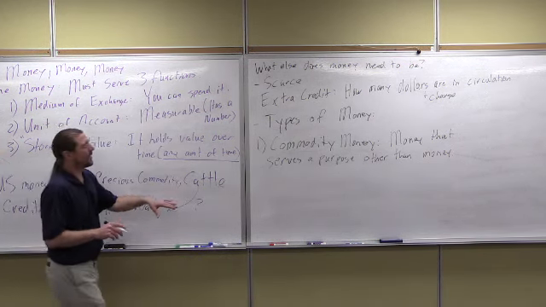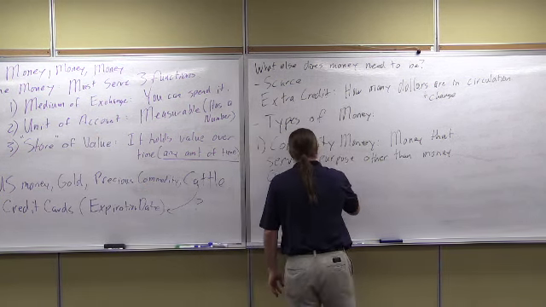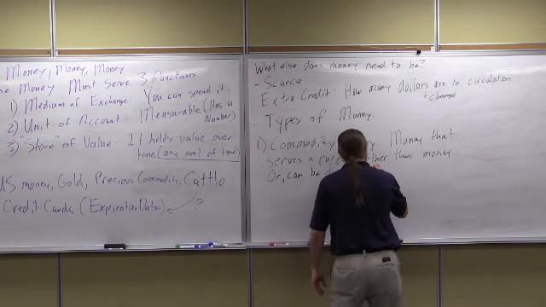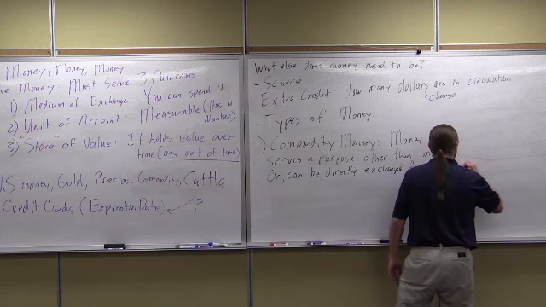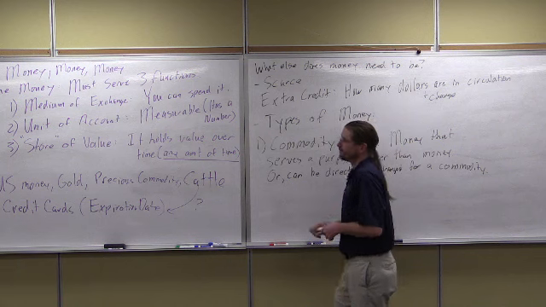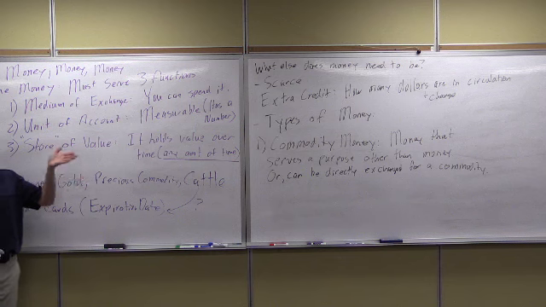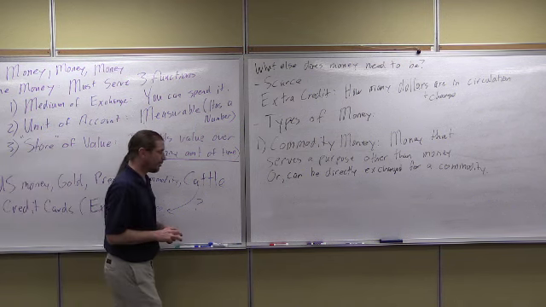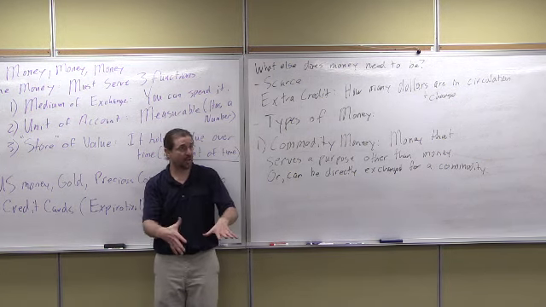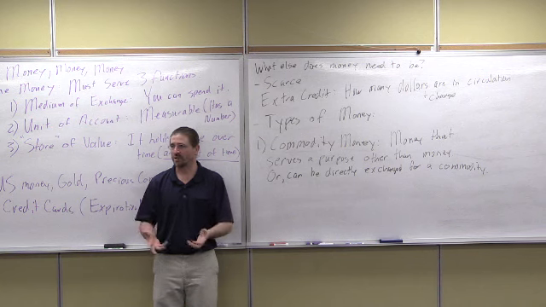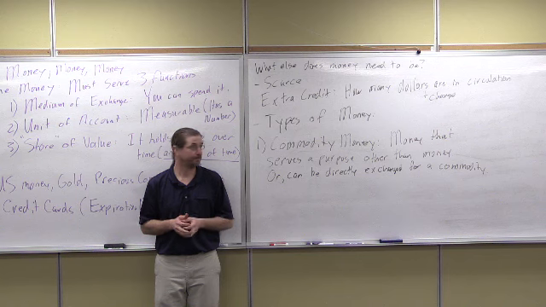Commodity money is any money that has served a purpose other than money, or can be directly exchanged for a commodity. So our U.S. currency used to be commodity money. You could walk to any of the Federal Reserve banks and exchange however much money you wanted for gold or silver or precious gems or jewels inside of the U.S. Treasury vault. You could do it, right?